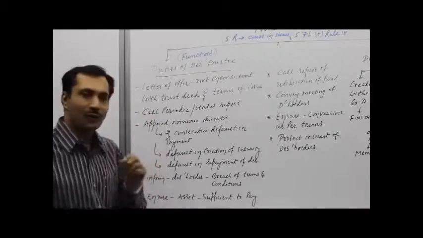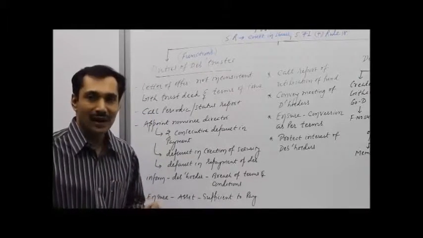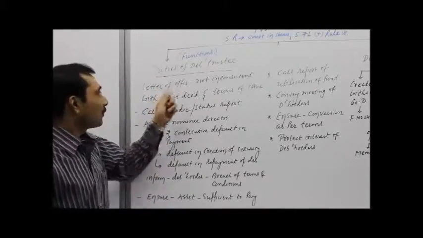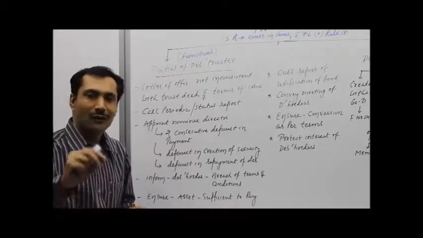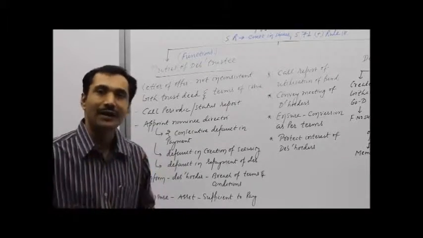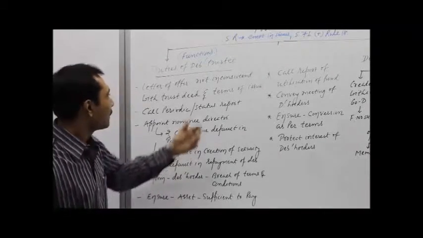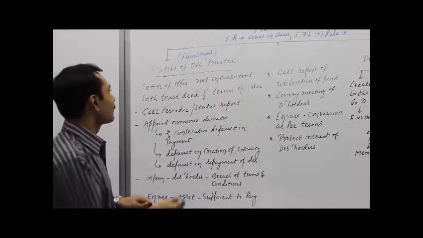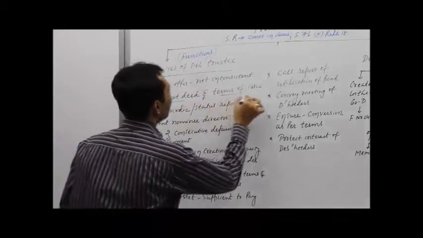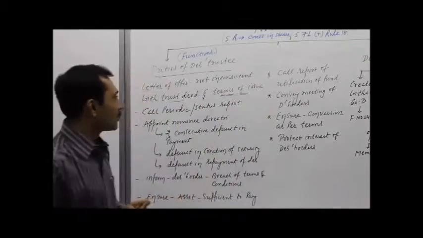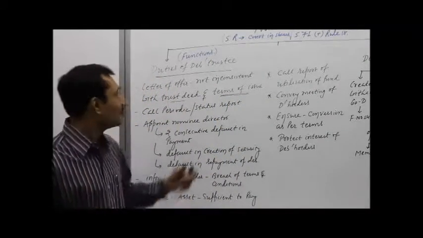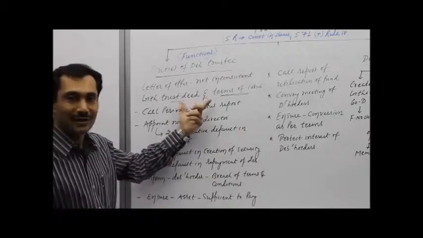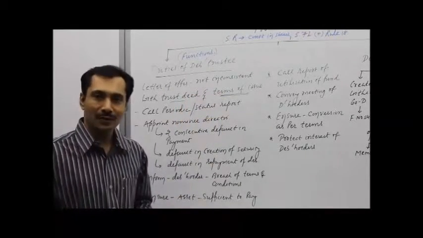The first and foremost duty of the debenture trustee is that he is required to ensure that the letter of offer, which is offered to the public at large for inviting subscription, should not be inconsistent with the trust deed or the terms of the issue. There should not be anything in this letter of offer which is in conflict with the debenture trust deed and the terms of the issue.